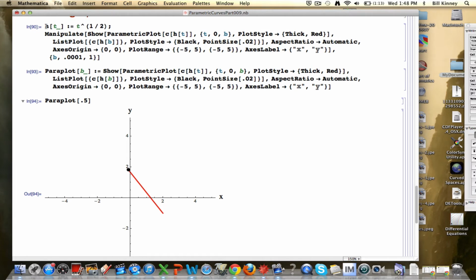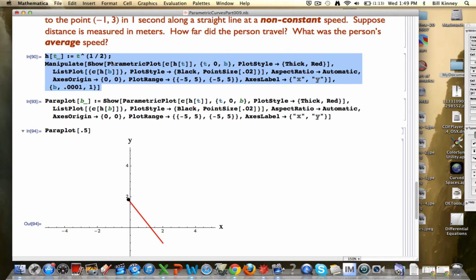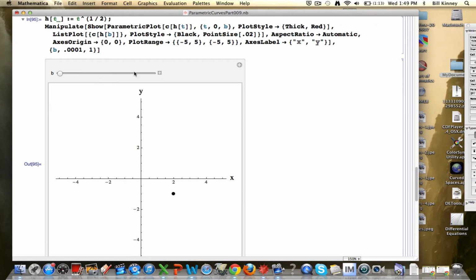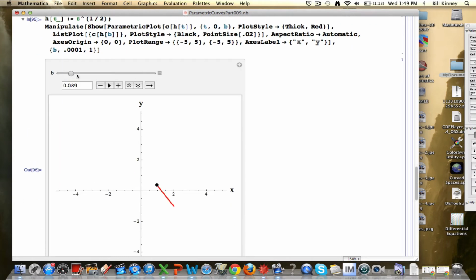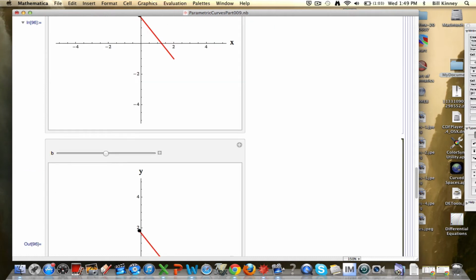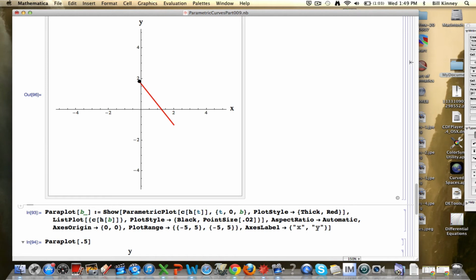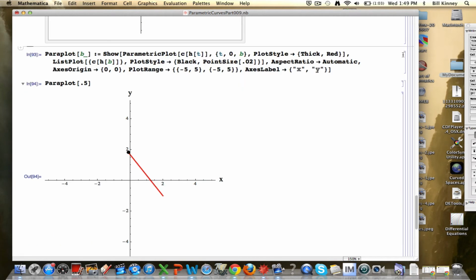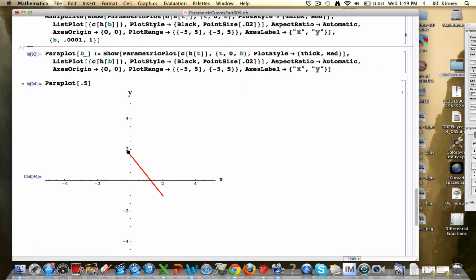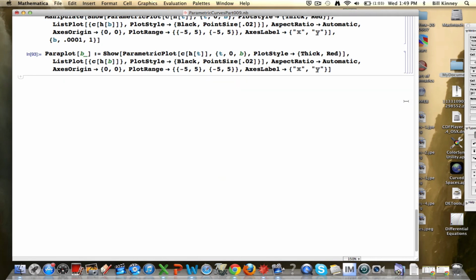I got the graph frozen in time from this manipulate based on this particular h of t, frozen in time at b equals 0.5. If I let b go to 0.5 here, it should be basically the same graph. Actually, I can type in a 0.5 here. It's the same graph. These are the same graphs. Okay? I copied it twice there. So this is a function that takes numerical input and gives you graphical output.